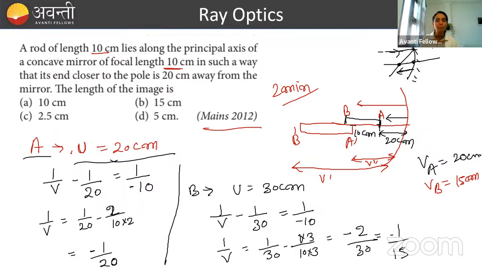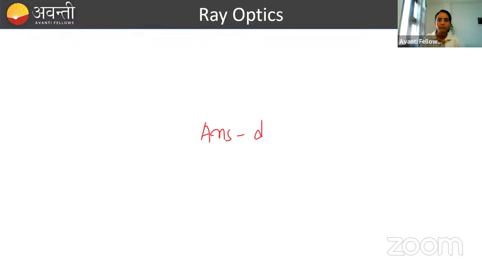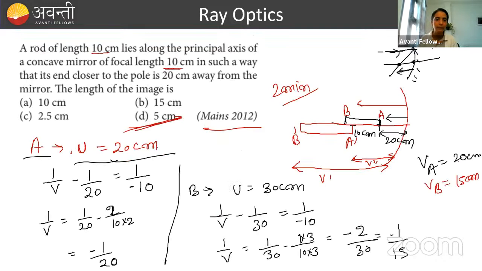Now A and B के बीच का distance कितना होगा? Image of A and B के बीच का distance कितना होगा? 20 minus 15. And that is equal to 5 cm. So it doesn't require any higher formula, just the basic formula with a little bit of more understanding. Okay. Chalo. So the correct answer is what? D. D था ना correct answer? Yeah.